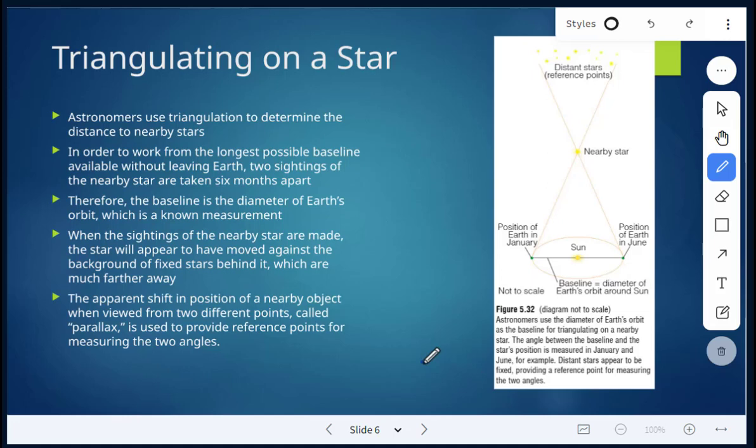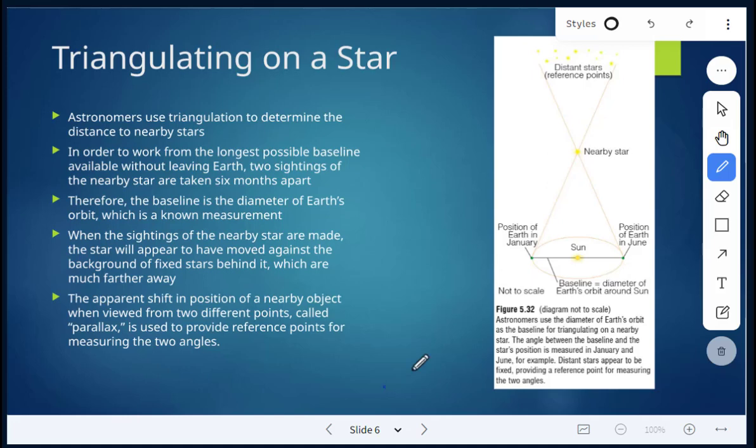So then when the sightings of the nearby star are made, the star will appear to have moved against the background of the fixed stars behind it, which are much further away. Okay, so this is the star, there's the distant stars, they're going to be used as reference points. So the apparent shift in position of a nearby object when viewed from 2 different points, that's called parallax. And then it's used to provide reference points for measuring the 2 angles.